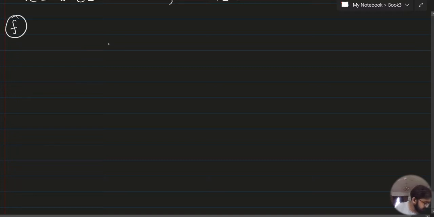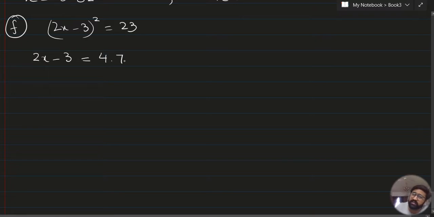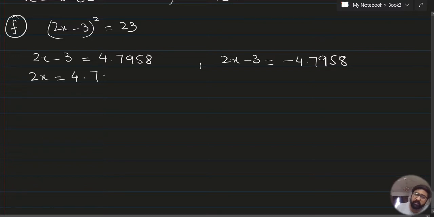In the F part, it's written (2x minus 3) whole square is equal to 23. So again, square root on both sides. If we take the square root of this side, it is going to give you 2x minus 3, and the square root of 23 is going to give you 4.7958 positive, and the same will be the answer in the negative as well, because square root gives you two possible answers, positive and negative.